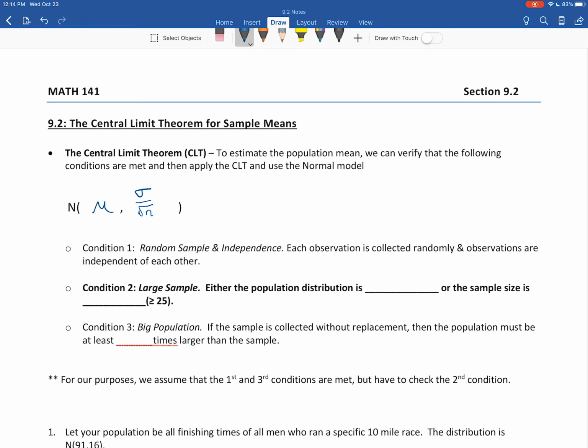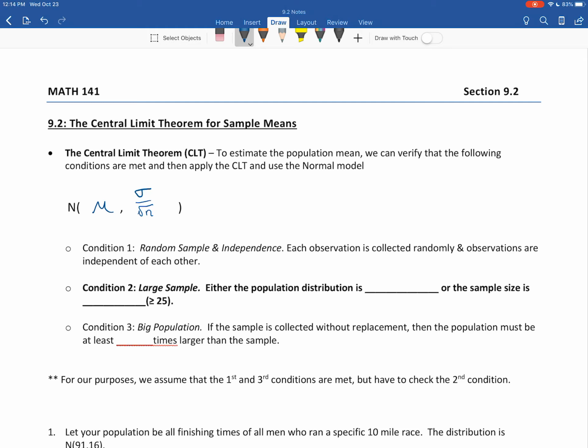Usually for that one, we just look for that phrase random sample and we say, all right, that covers it. If it's a truly random sample, then the observations will be independent from each other. So we look for that key phrasing. Condition 2, a large sample. Well, that's the same, but how we check it is different.